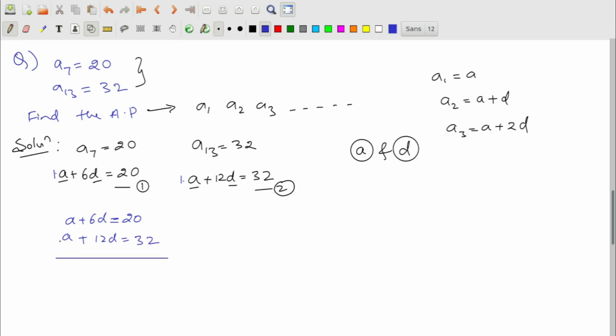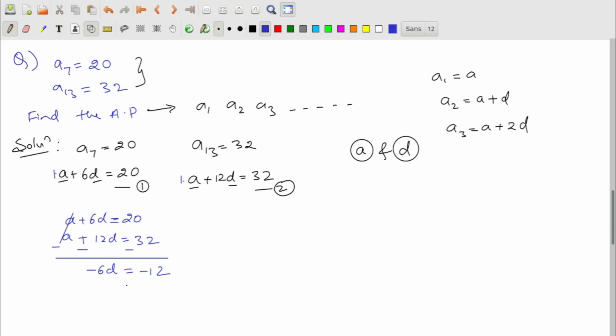Now just subtract these two. So here you need to change the sign, cancel out these two, then you are left with 6d minus 12d, that is minus 6d, and then 20 minus 32, that is minus 12.